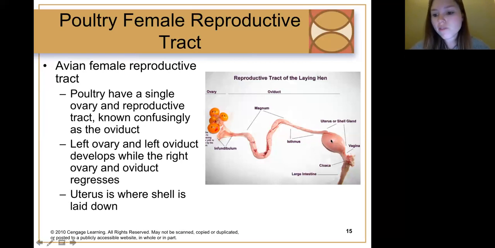And then the uterus, in poultry, is actually where the shell is going to be laid down. So that's where the shell is going to start forming. You can see from this picture that it looks like an egg starting to actually take shape, and that's because it's getting the shell put on.